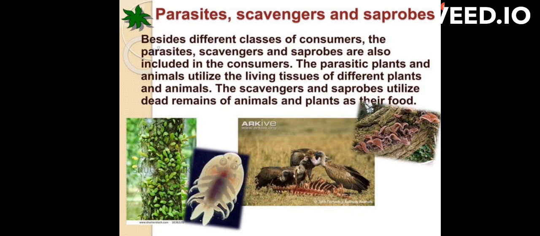Then parasites, scavengers and saprophytes. Besides the different classes of consumers, the parasites, scavengers and saprophytes are also included among consumers. The parasite plants and animals utilize the living tissues of different plants and animals. The scavengers and saprophytes utilize dead organic matter and the remains of animals and plants as their food.